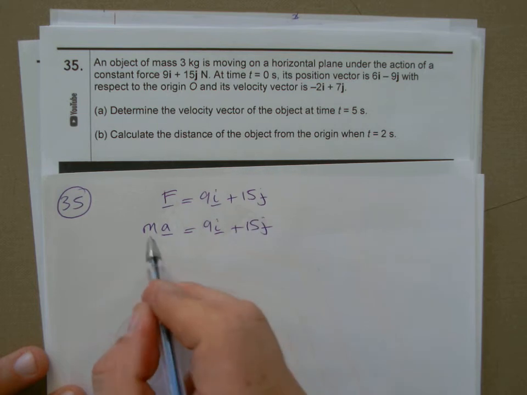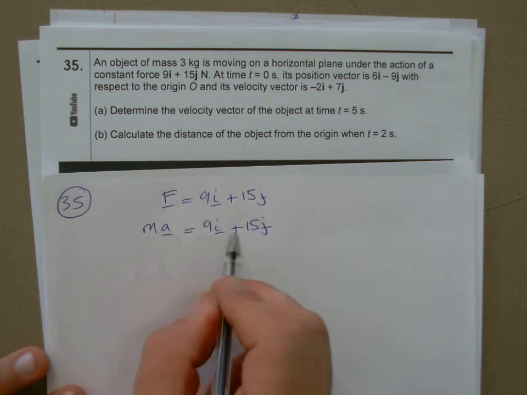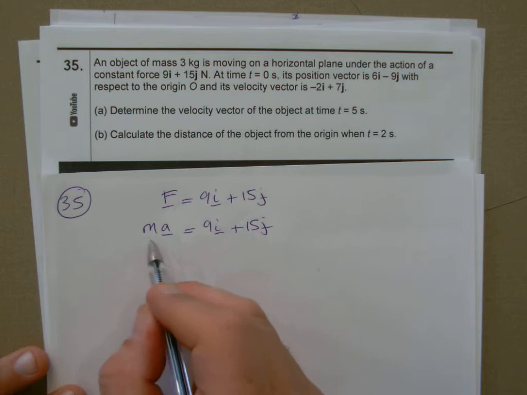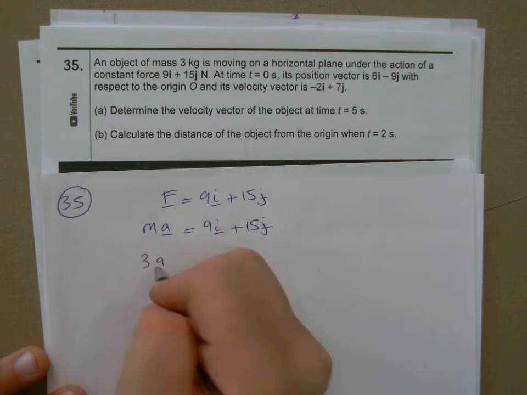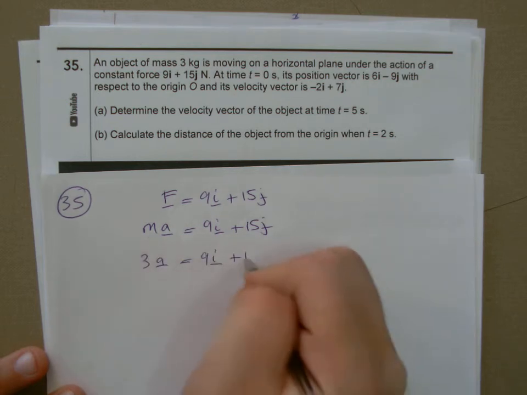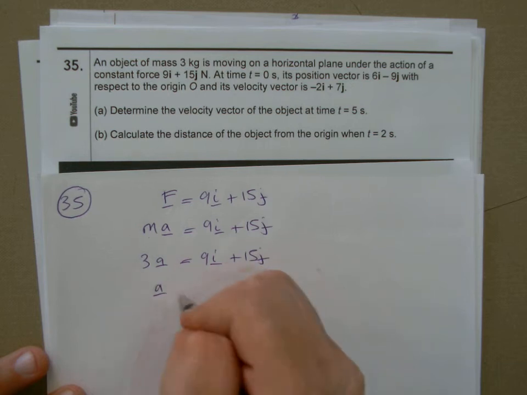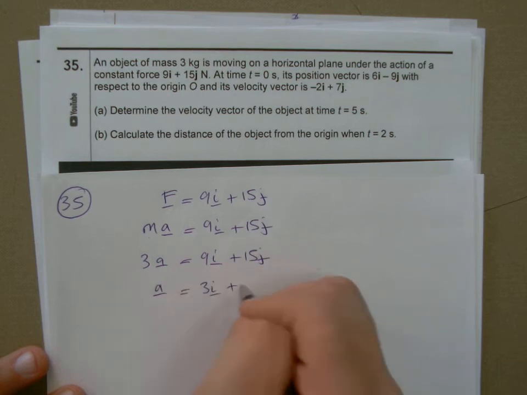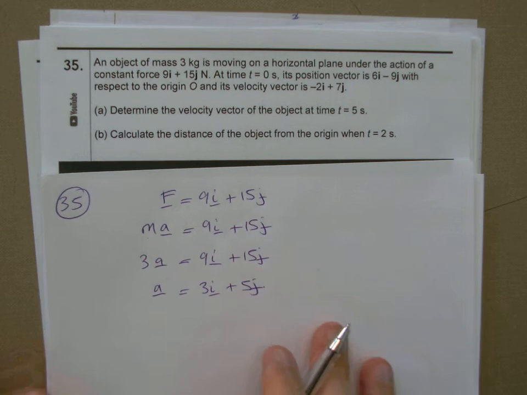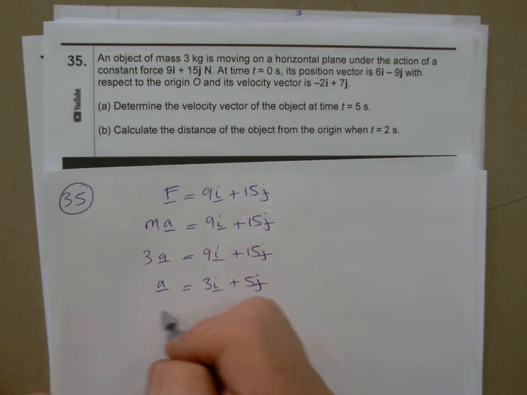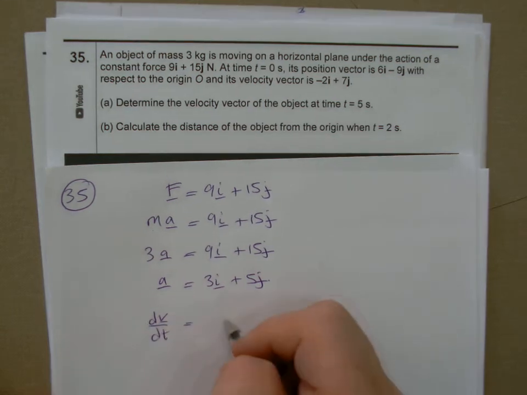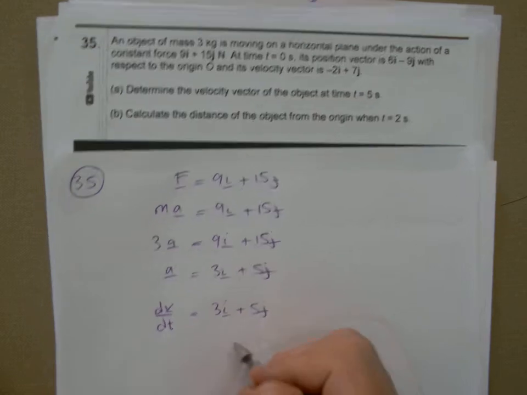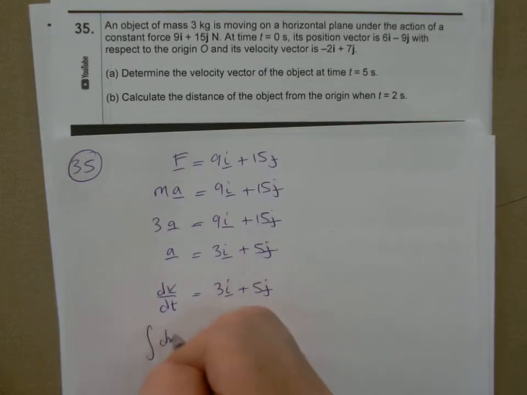So using Newton's second law, we've got ma is what the force is, and of course, m is 3. I can then just divide by 3 and I get 3i plus 5j for the acceleration. Now to get the velocity vector, you just need to remember that acceleration is the rate of change of velocity, so dv by dt. So we've got this here and we just need to integrate by separating the variables.